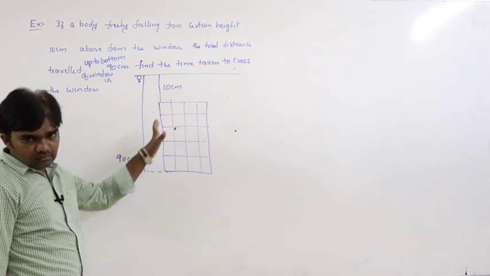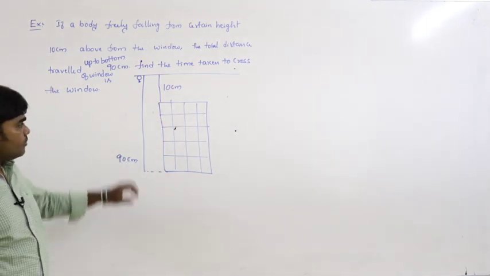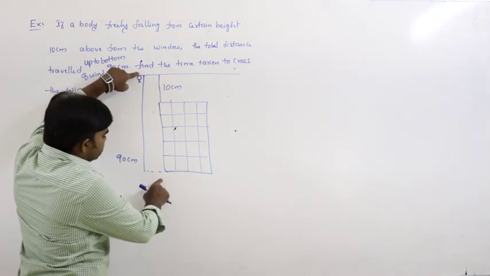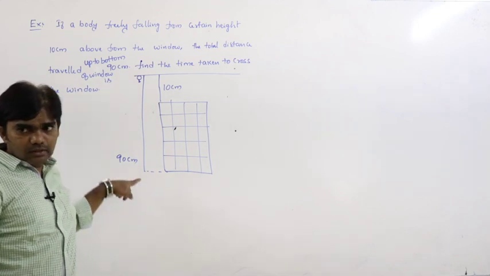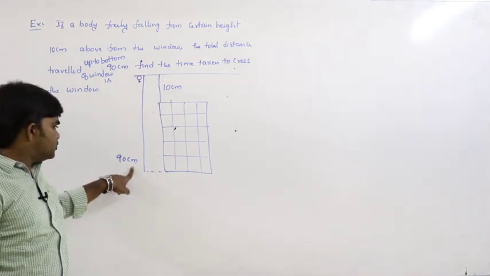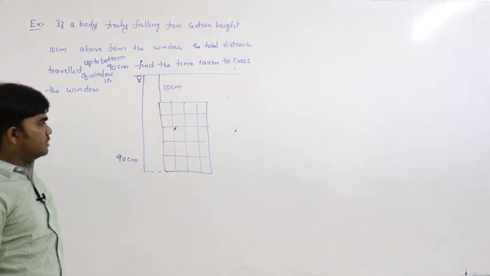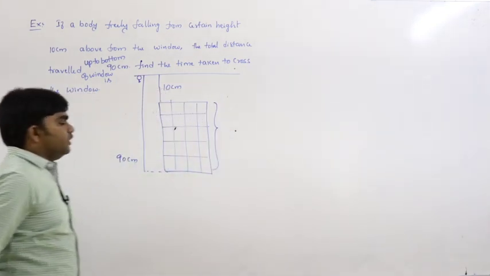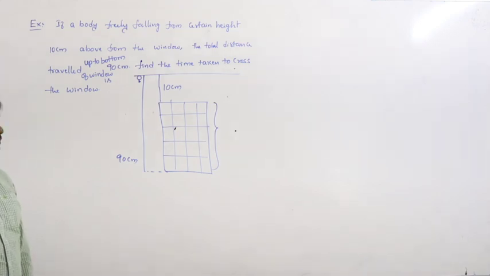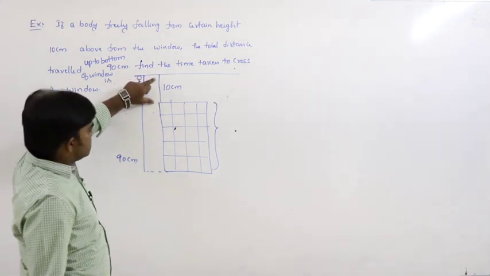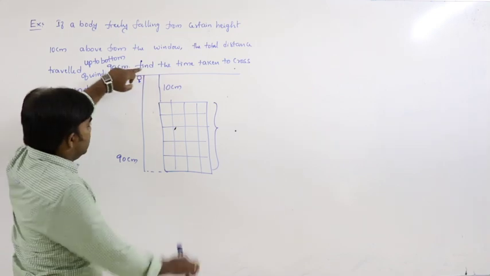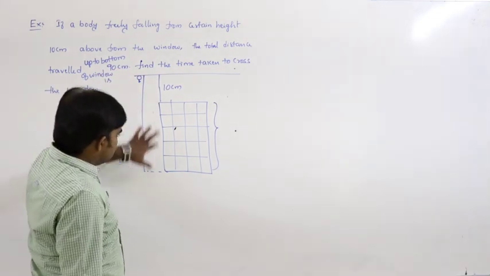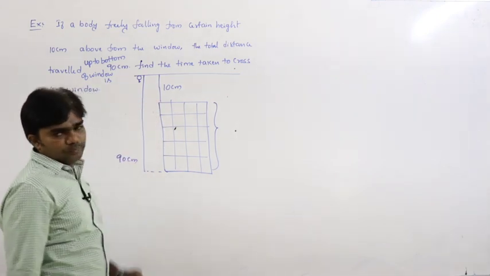So, if you see the diagram, the question will be clear. This is the 10 centimeters, and from this position to the bottom of the window, the distance travelled by the object is 90 centimeters. Now, we have to calculate the time taken to cross the window. This is 10 centimeters distance and this total is 90 centimeters.